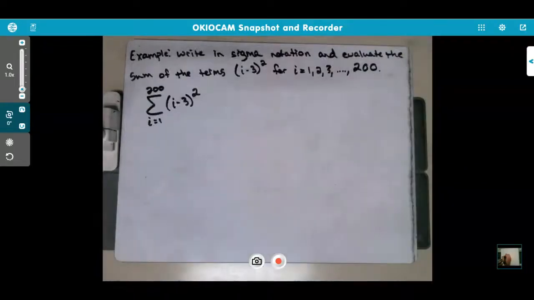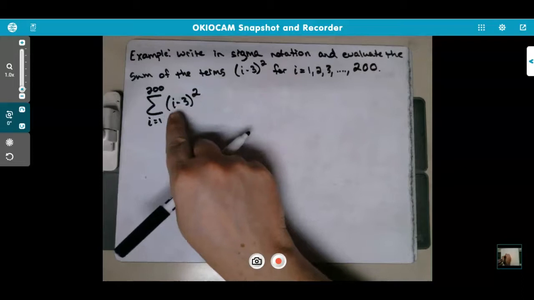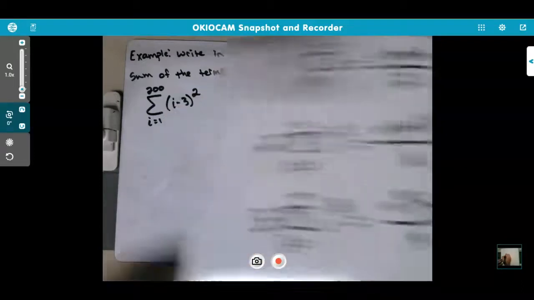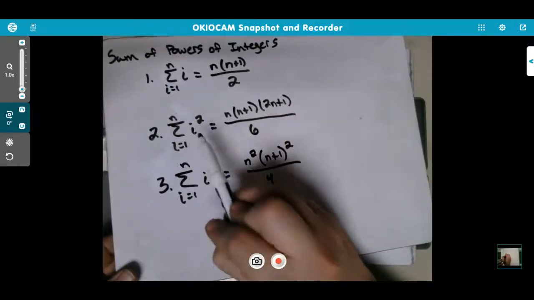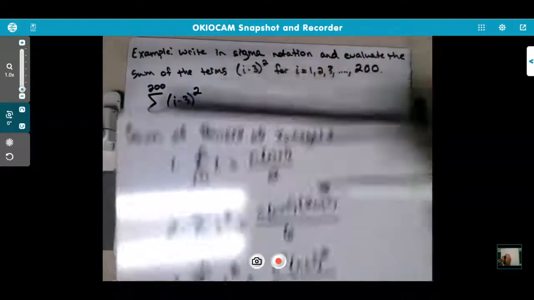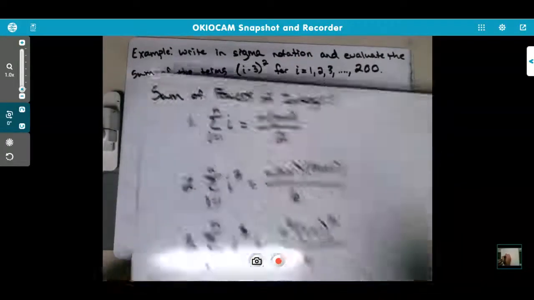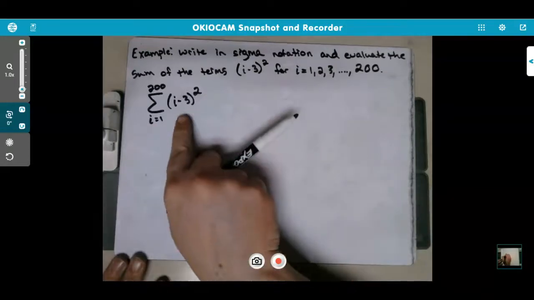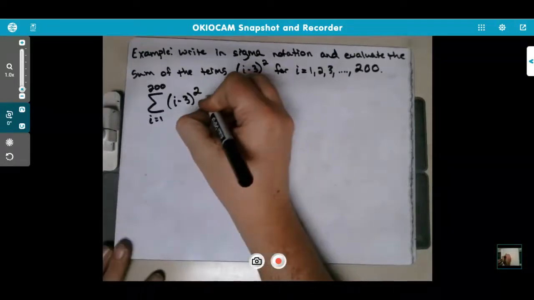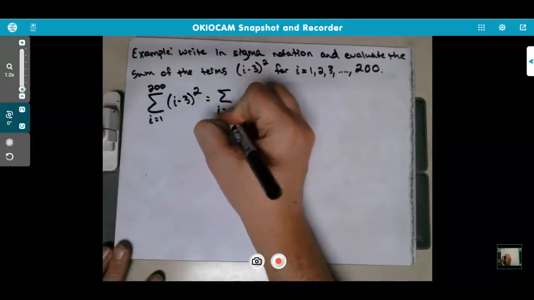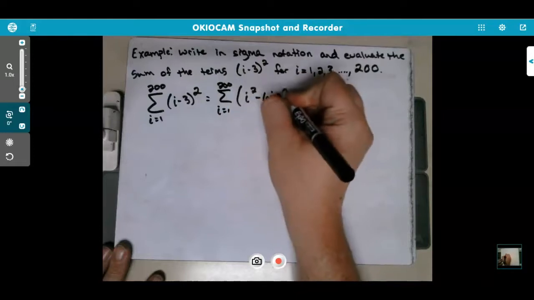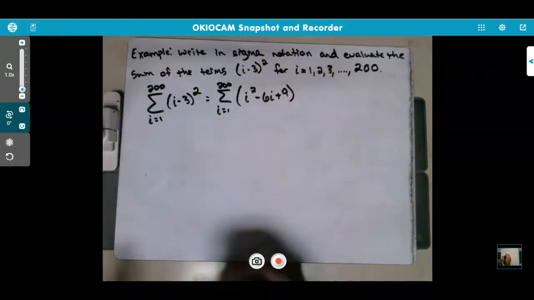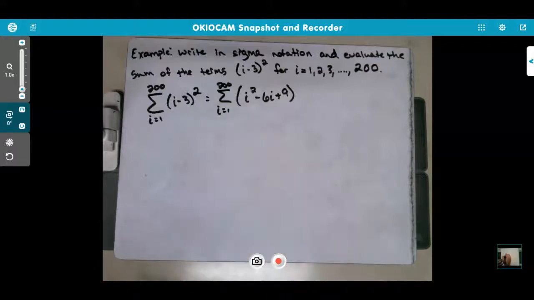First things first, I need to work out what i minus 3 squared is, because I only know what happens for i squared or i, that kind of thing. I don't know what happens if I'm changing i. Since this is i minus 3 squared, I can't use this rule just yet. So first I'm going to have to actually square this out. If you do i minus 3 squared, what you're going to get is i squared minus 6i plus 9, because I would do i minus 3 twice, which would get you this.